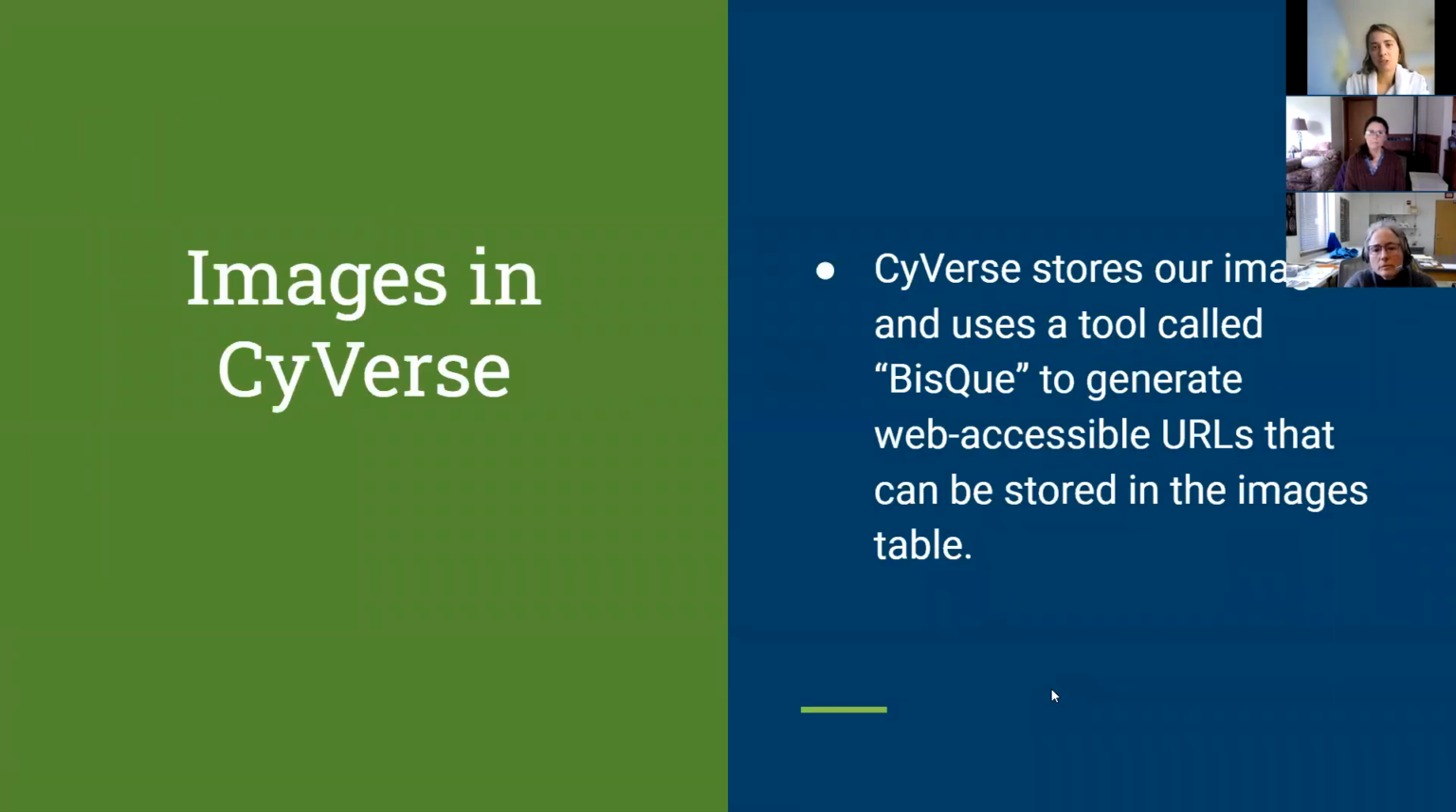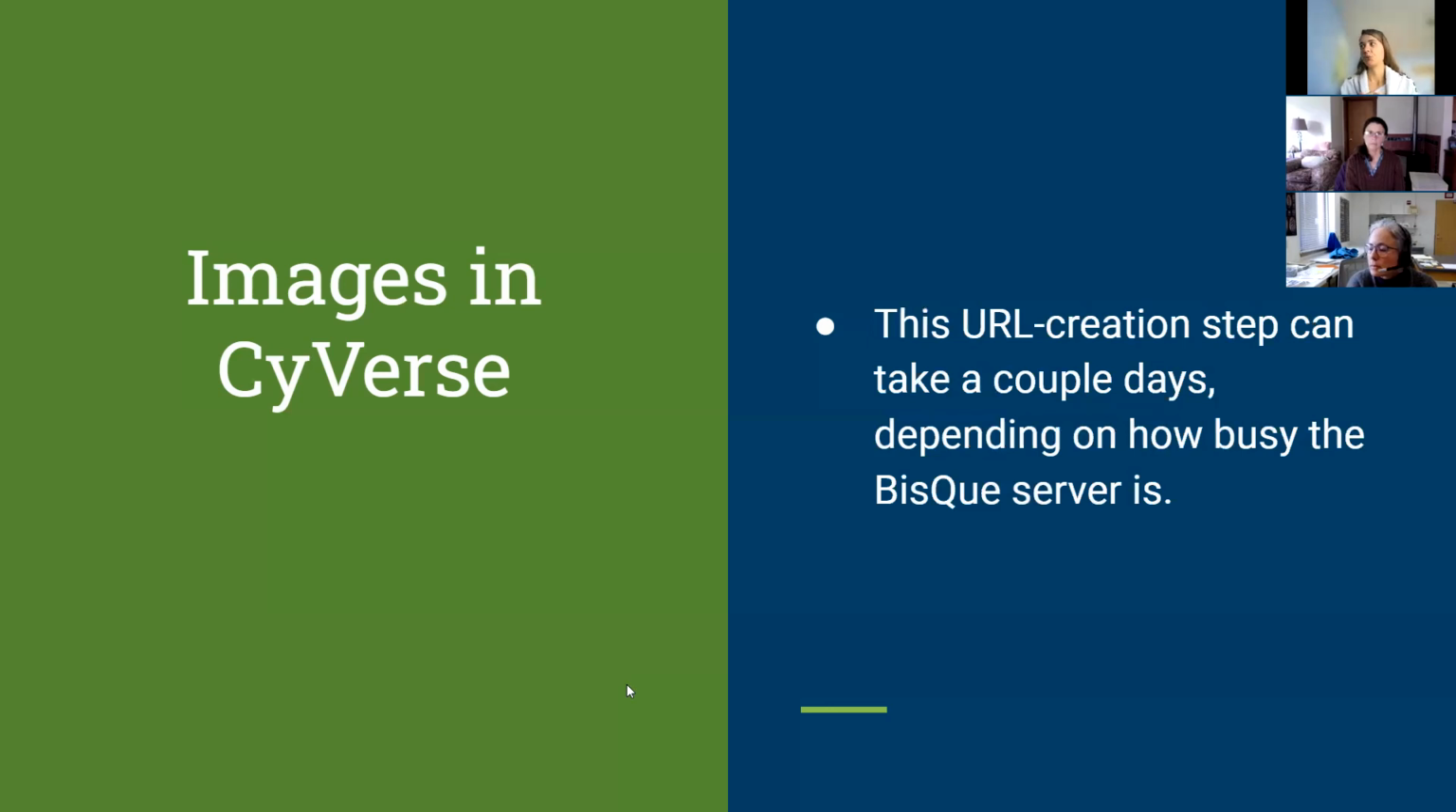So a couple notes about images in Cyverse. How this works is Cyverse stores our images in its community data servers, and it uses a tool, at least based on my understanding, called Bisque to generate web accessible URLs. Those URLs are what CCH2 grabs and stores in the images table using that image processing tool that I showed you just a second ago. And this URL creation step can take a couple of days depending on how busy the Bisque servers are.